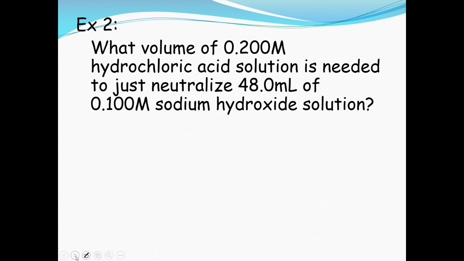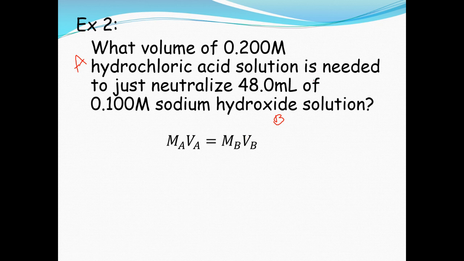Now let's take a look at this example. What volume of 0.2 molar hydrochloric acid solution is needed to just neutralize 48 milliliters of 0.1 molar sodium hydroxide solution? Okay, so again, all we're doing in this class is one-to-ones, so we can use our MAVA = MBVB formula. Again, let's figure out which one is the acid and which one is the base. This one tells us that we have hydrochloric acid, so that's obviously going to be the acid. And we have sodium hydroxide, which is going to be the base.